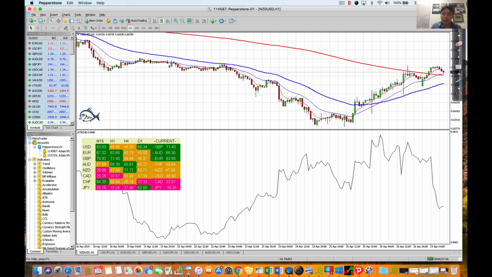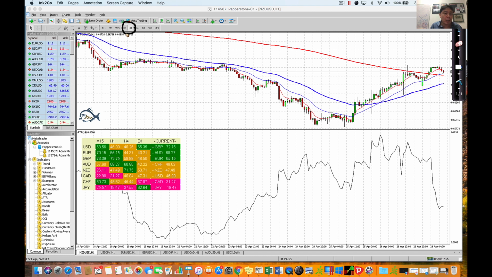So how does this work? Notice that I'm now on H1. Of course, whether a currency is strong or weak depends on the time frame. On the H1 time frame, this currency could be strong, but on a 50-minute time frame, it could be weak. So it depends on the time frame, right?